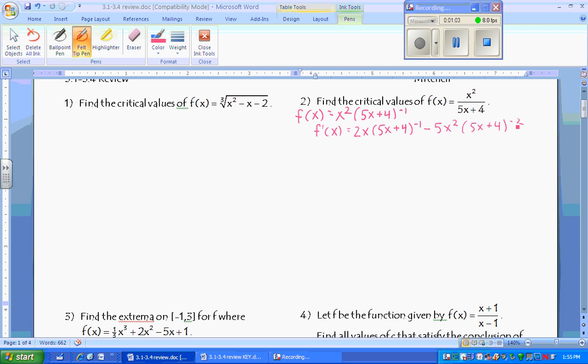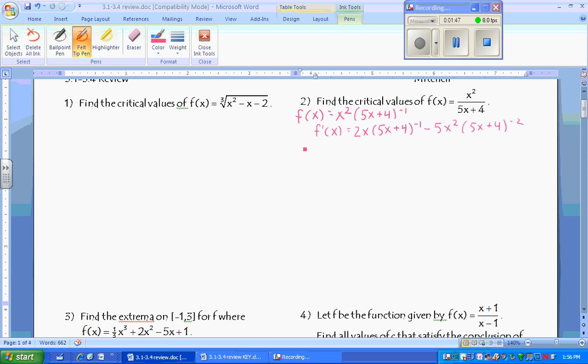If you know how to take derivatives, you'd go x squared and then times the derivative of 5x plus 4 to the negative 1. And the derivative of that is a negative number, which is why there's a minus. The negative 2 is there because once you go negative 1 minus 1, it's negative 2. And the 5x is because you have to take the derivative of the inside as well, so it's negative 5x squared. That's just how you take the derivative.